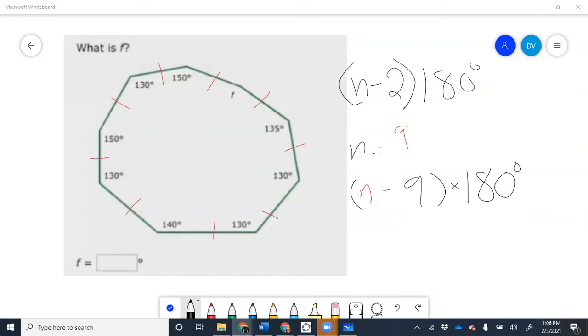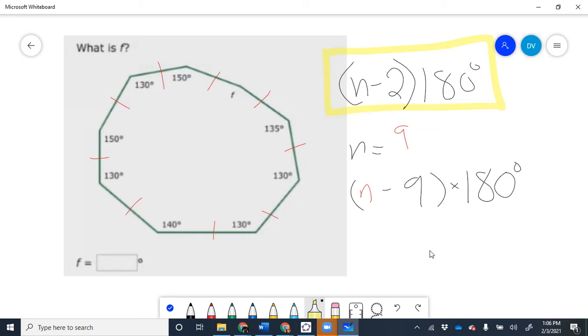This problem, like the other ones we did, needs us to use that formula that we wrote down a while ago. This is the formula: (n minus 2) times 180. And we said that in this problem, n is 9. The reason it's 9 is because there are 9 sides, and we marked them here with those little red marks.